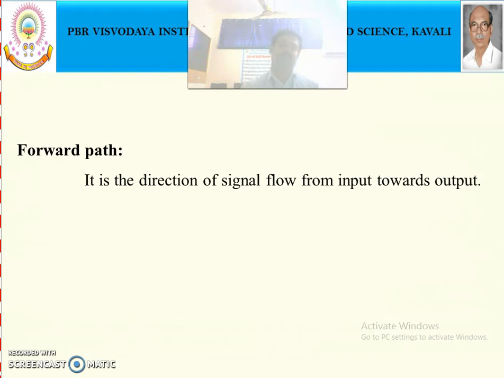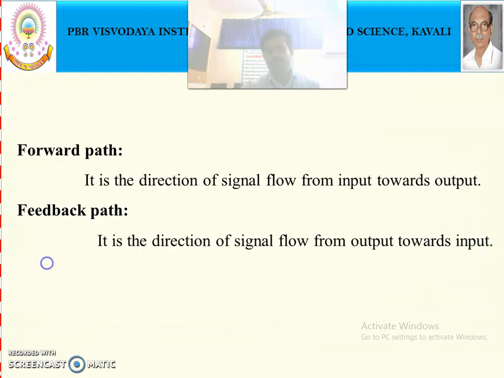Now we are going to study two important things: one is the forward path and the other is the feedback path. First, what is the forward path? The forward path is the direction of signal flow from input towards output. Now the feedback path: it is the direction of signal flow from output towards input. If the signal flow is from output towards input, then it is feedback. If the signal flow is from input to output, then it is the forward path.